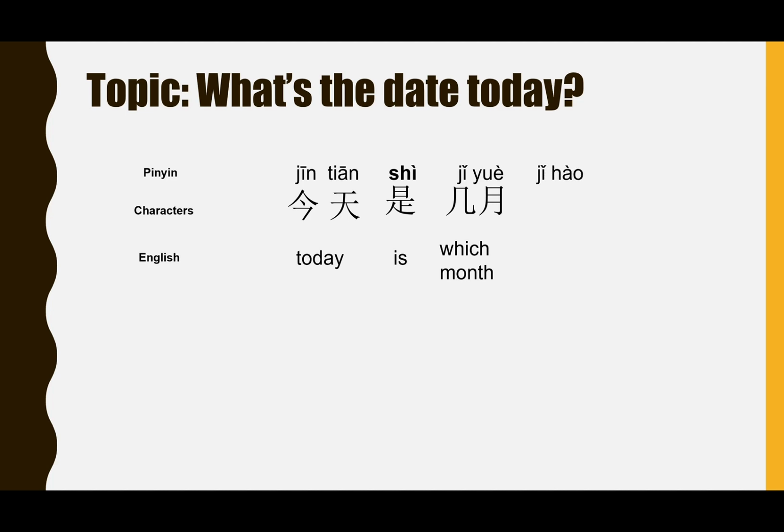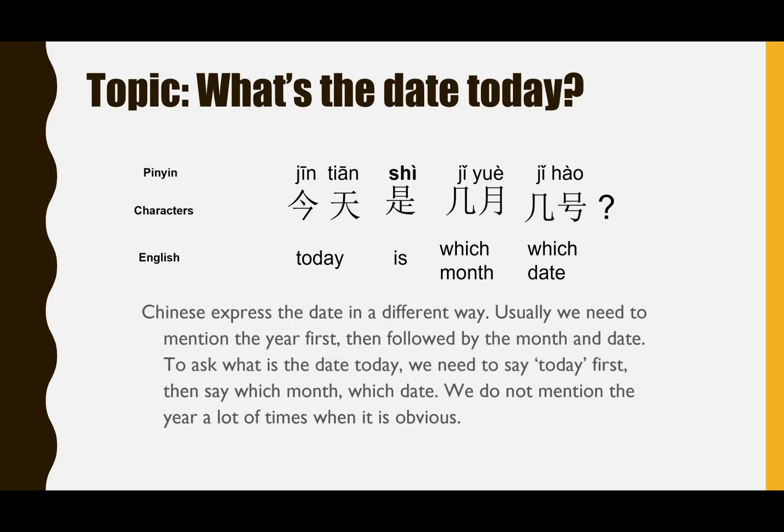There's another one we put after which month, which is which date. So, today is which month and which date, or you can say which month and which date will be today. Let's read those words all together first.